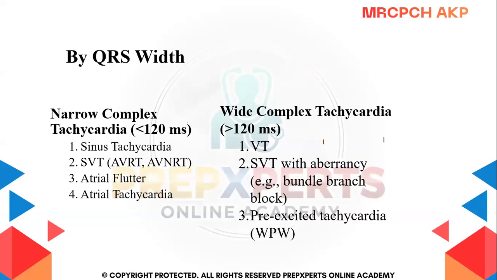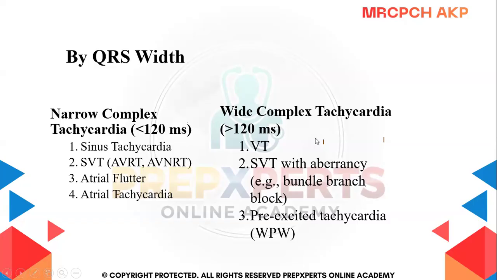Again, the second important example of narrow complex tachycardia is supraventricular tachycardia. It is again very, very, very high yield from the exam point of view. In supraventricular tachycardia we are going to discuss what changes you are going to look for, whether the P wave is there or not, and what specific changes are going to be present here.